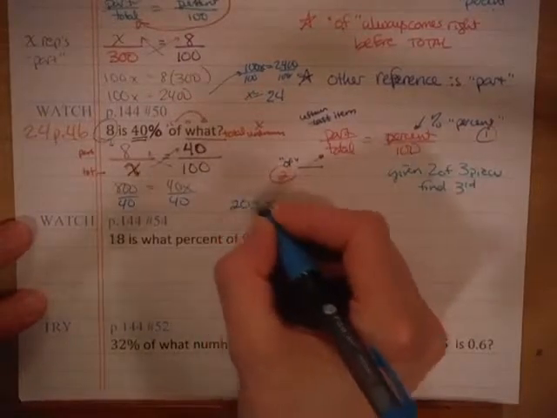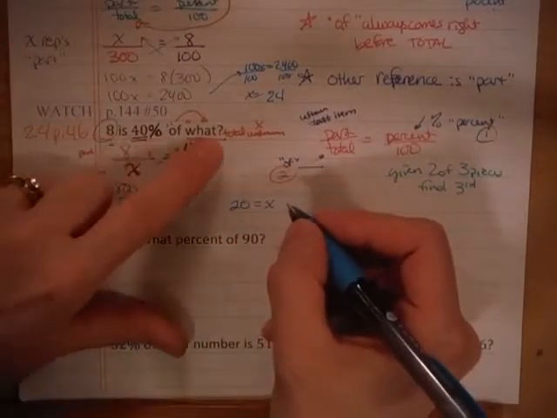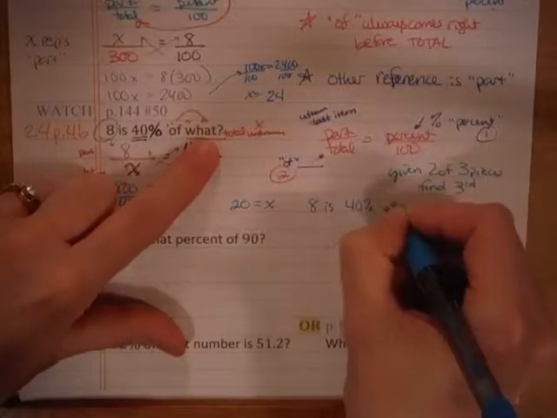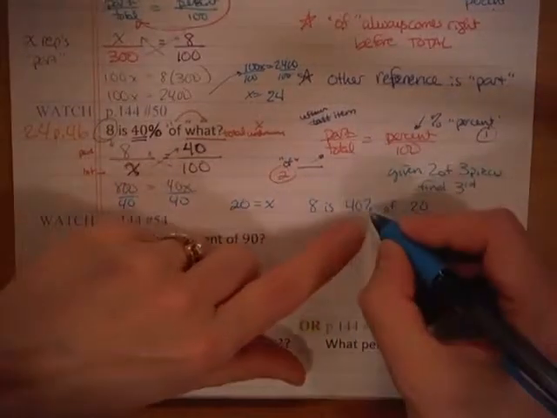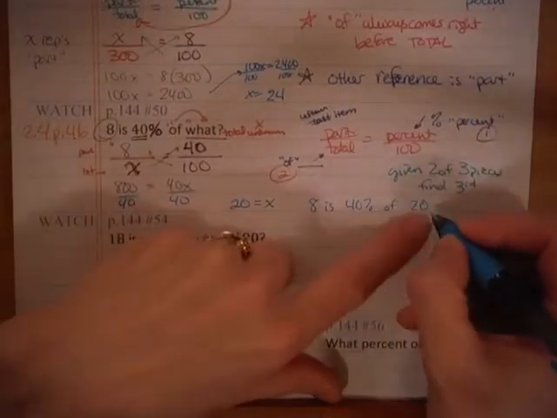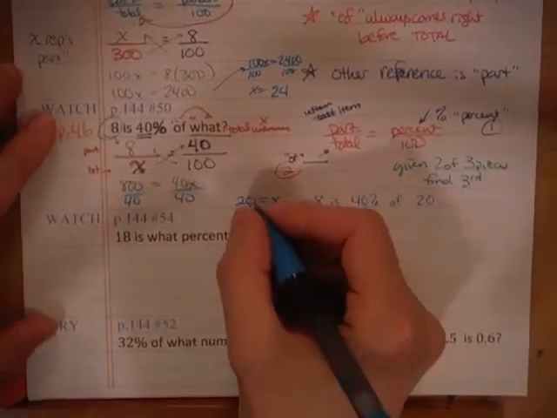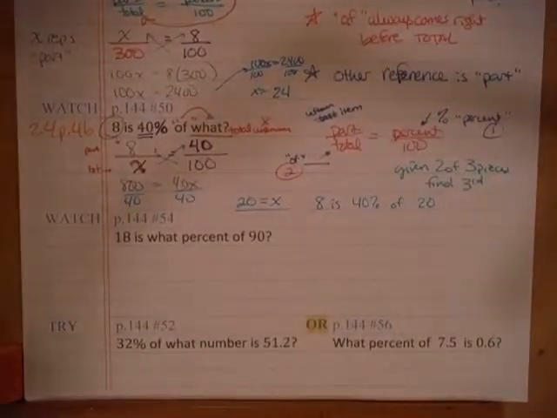And so 8 is 40% of what? Well, 8 is 40% of 20. In other words, if I took 40% of 20, 0.4 times 20, I would get 8. Okay? So our answer here is 20.